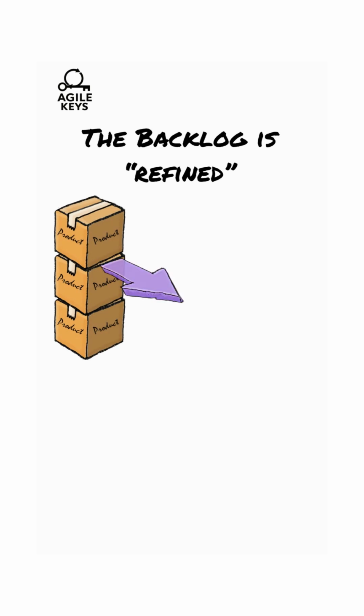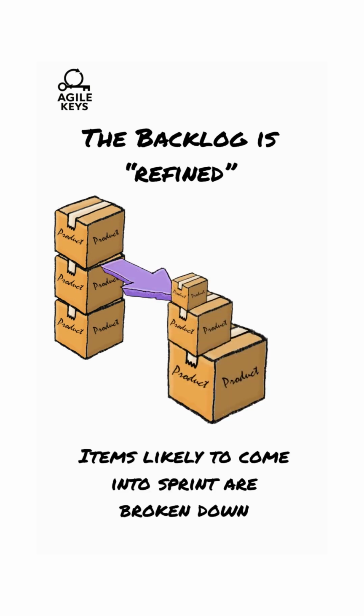The team then look at the items most likely to come into sprint. They try to reduce the size of them in terms of effort and understand how long they would take. This is known as refinement.